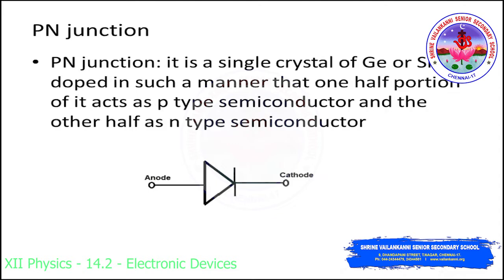The symbol which you are seeing, with anode and cathode, is the circuit symbol of a p-n junction diode. The arrow, which points from the p region to the n region, indicates the direction in which conventional current flows through it, right?